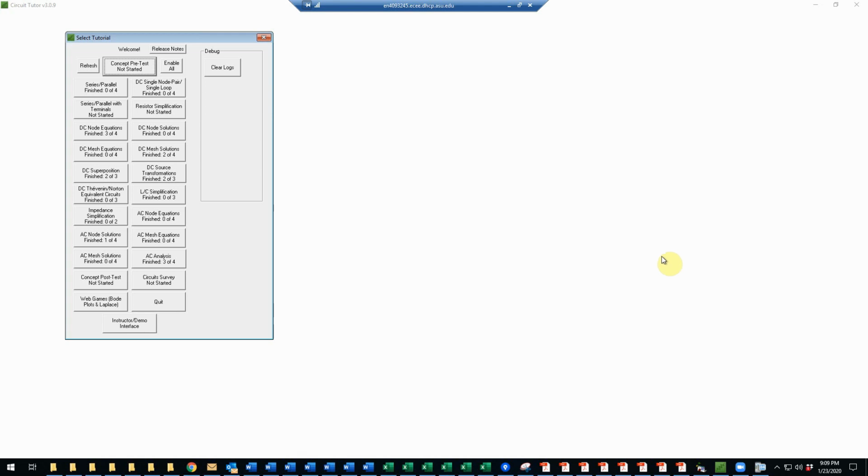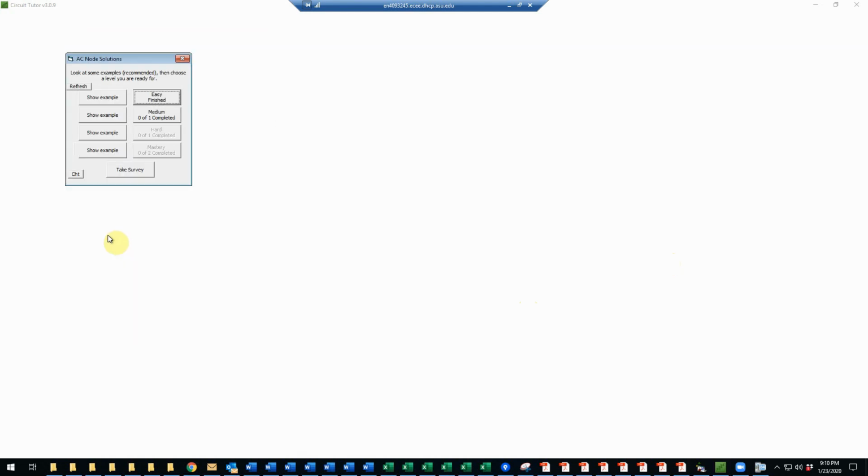This is an example of an AC node solutions tutorial in Circuit Tutor at level 1. So we're going to go ahead and go into AC node solutions. And as always, we have examples available at several different levels of difficulty. It's usually a good idea to view some of those examples before starting the exercise to get an idea of how to do it. In this case, however, I'm going to skip directly into the exercise at the easy or level 1.